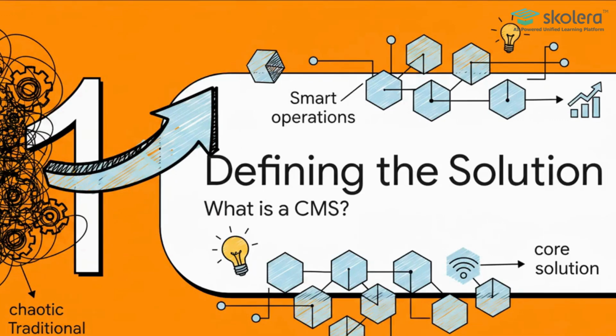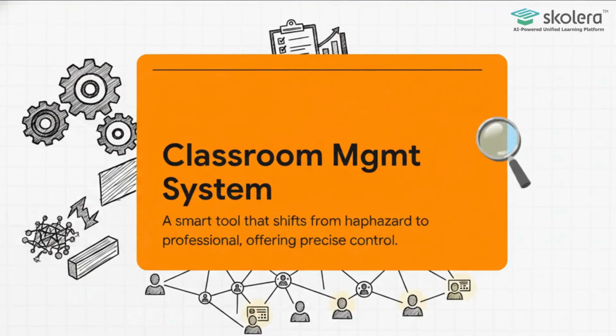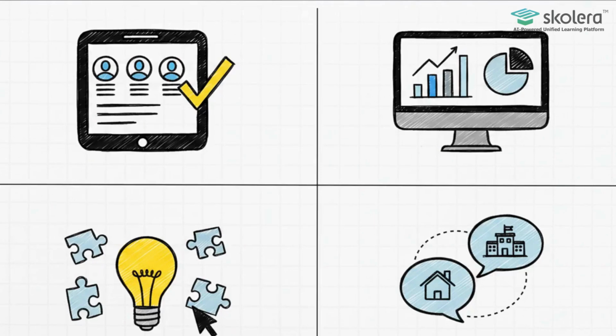All right, let's dive into Section 1, Defining the Solution. What is a CMS? A classroom management system, or CMS, is essentially the digital backbone of a modern classroom. It's a smart tool that shifts your day-to-day operations from that chaotic, haphazard approach to a truly professional one. It gives you precise control over attendance, performance, and student interaction. By rolling this out, schools are actively removing the chaos and putting the reins back in the hands of the educators.